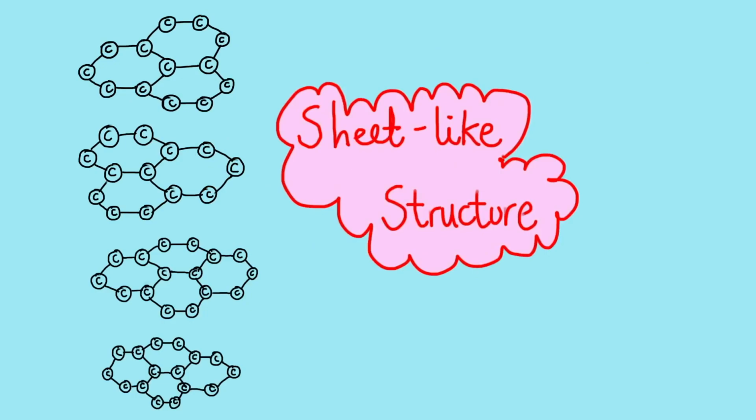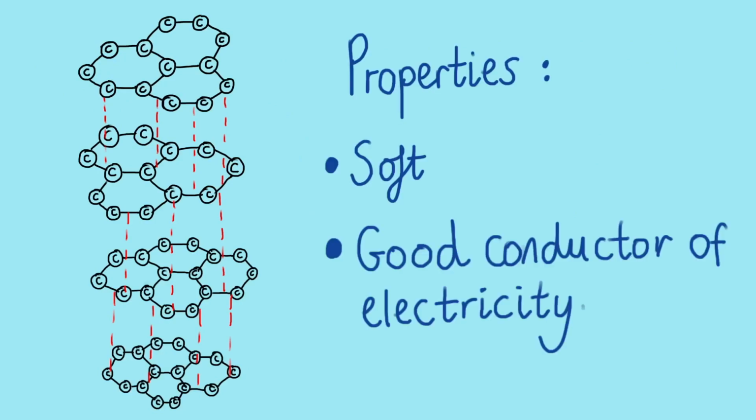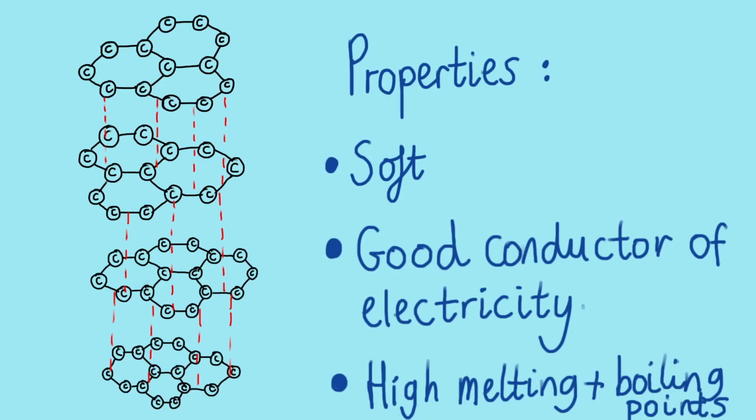The layers in graphite are held together by weak intermolecular forces. Because of its structure and bonding, graphite has specific properties. It is soft, a good conductor of electricity, and has a high melting and boiling point.